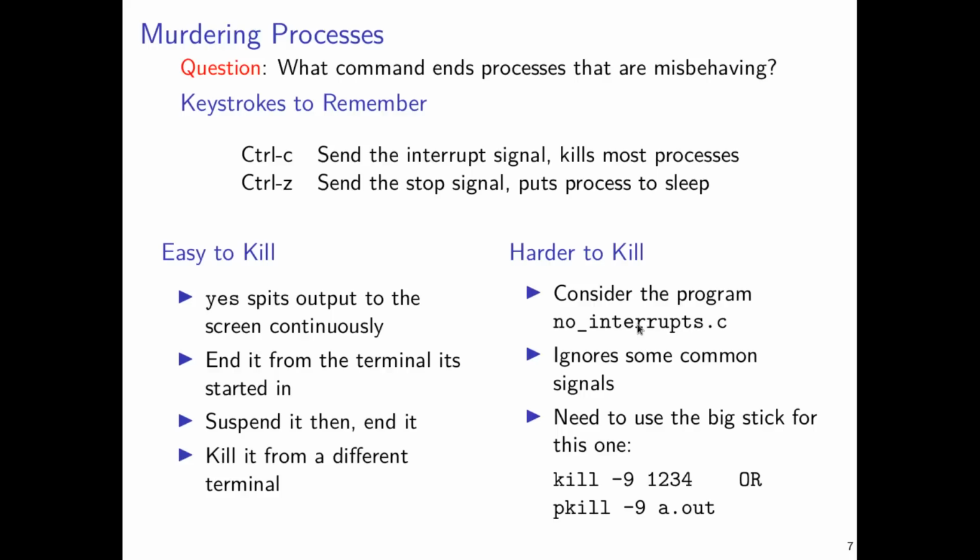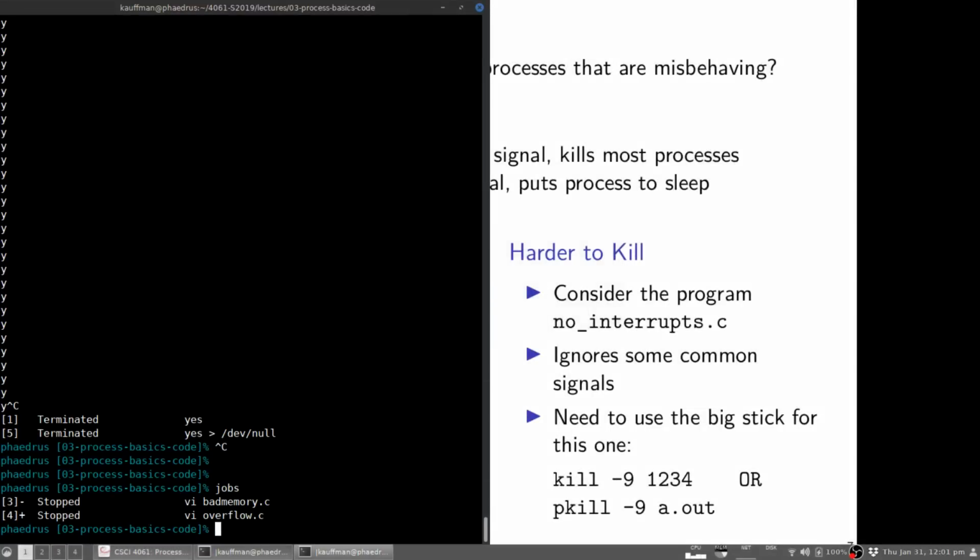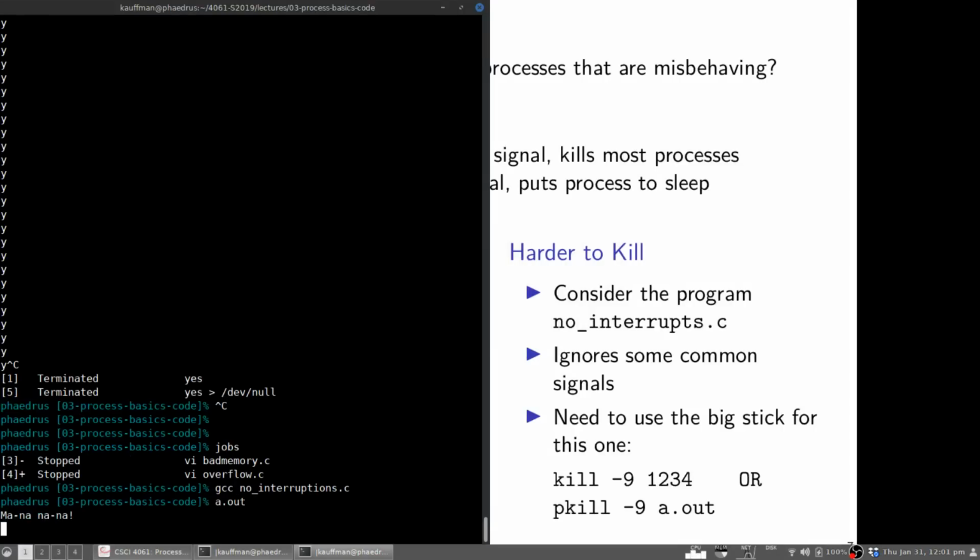A slightly harder program to kill is one that we've demonstrated before. It's this no interrupts guy. And when we get to talking about signals, you'll see that this is harder to kill on account of it catches most common signals that would normally kill a program and handles them by ignoring them. So to that end, in this directory, 03 process basics, if you gcc that no interrupts file, its basic loop is to print something to the screen, go to sleep for a while, and then print something to the screen again and go to sleep for a while.